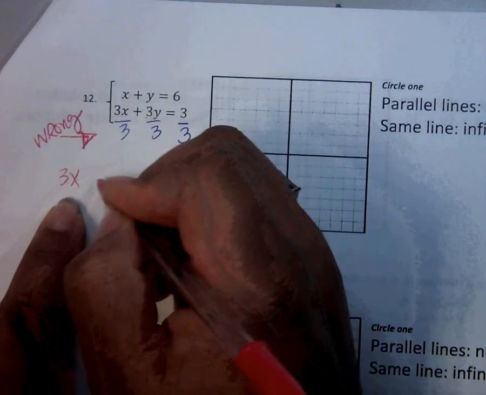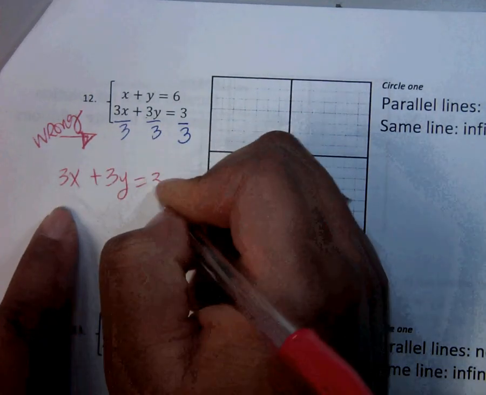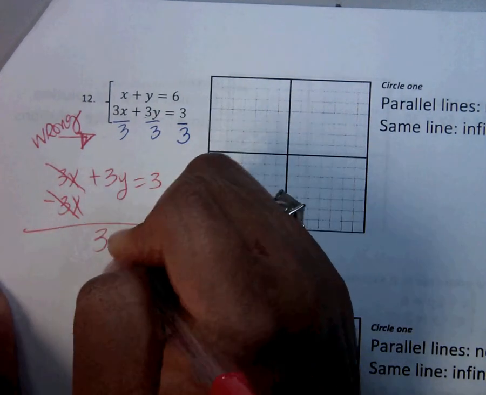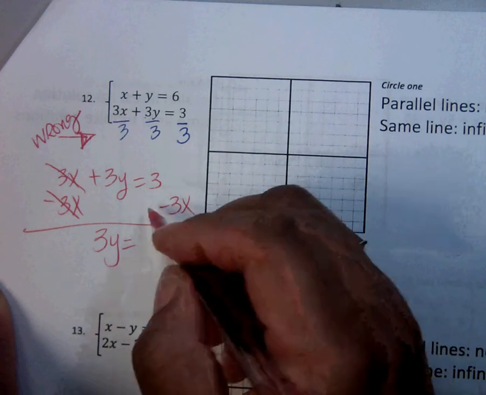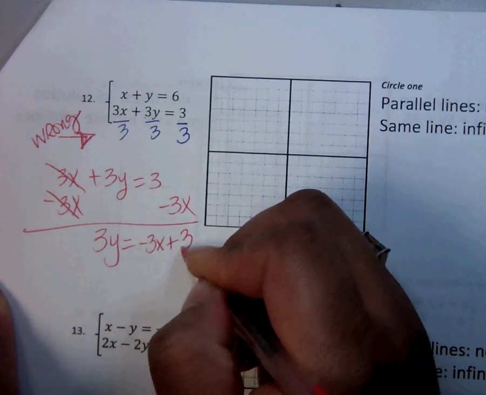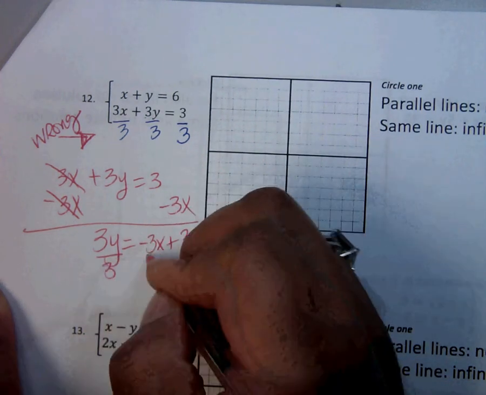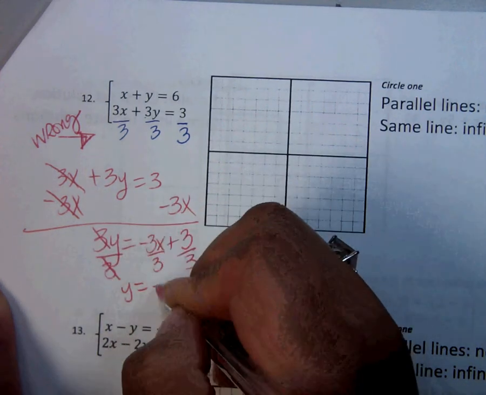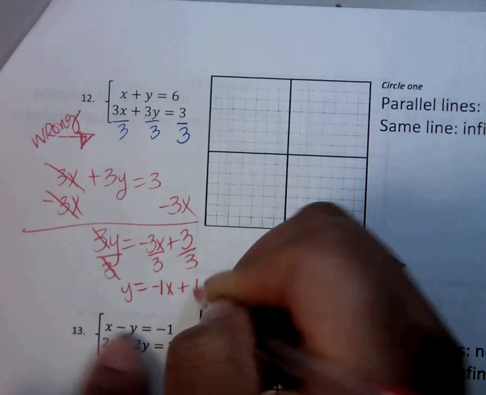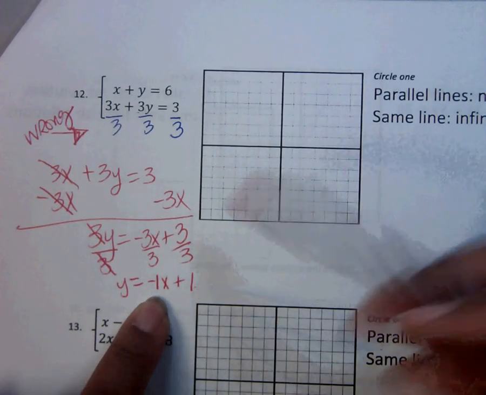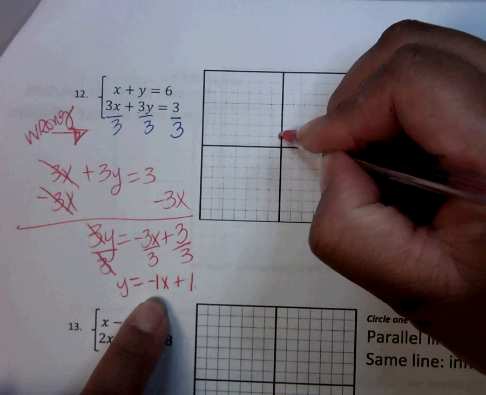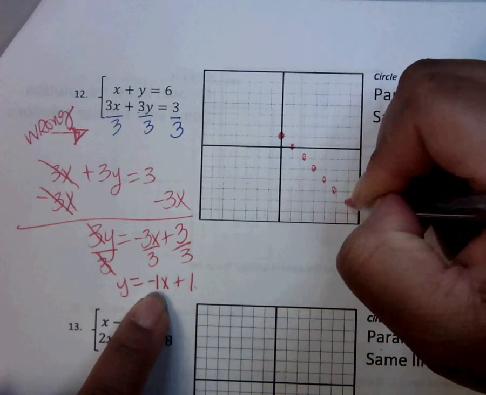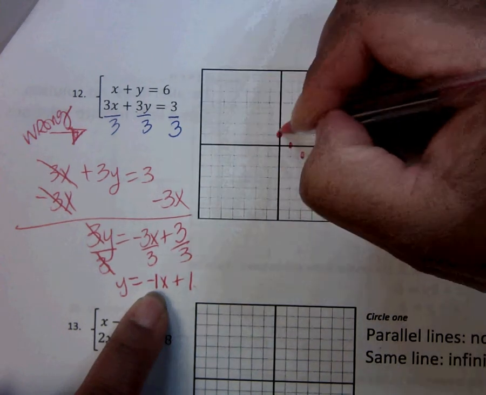You should have subtracted 3x on both sides. And no, that is not 0. It's negative 3x plus 3. Divide by 3. Cancel. You get negative x plus 1. So we go to 1, and then graph negative 1, down 1 right. Do the opposite.